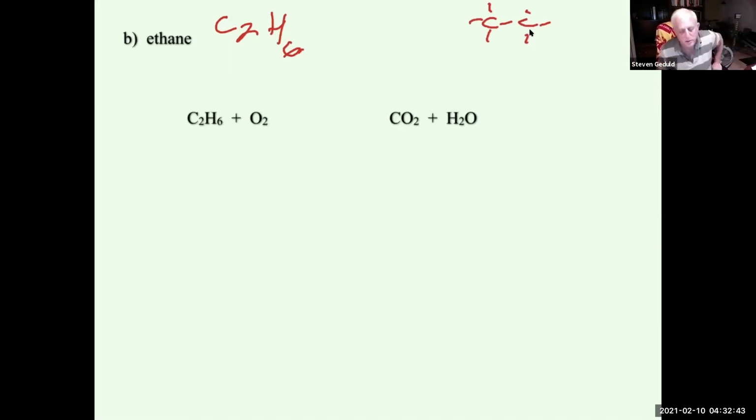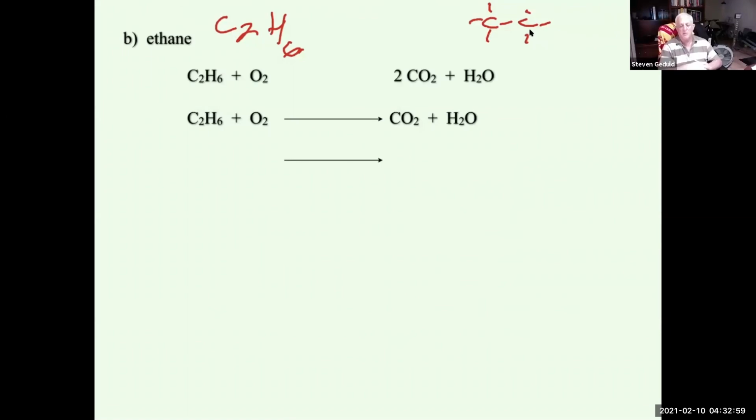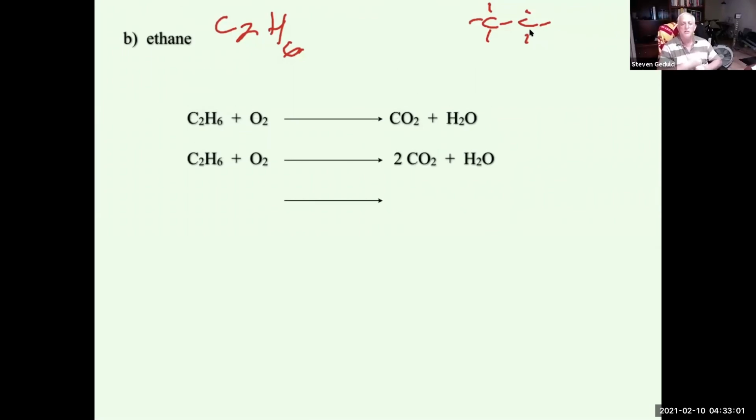So there's your equation. So we've taken our word problem and put it into chemical form. So let's balance it. How many carbons on the left? 2. So I put a 2 in front of the CO2. That gives you 2 carbons on the right. So now the carbons are balanced.